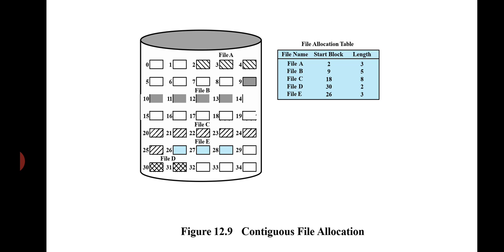See, for example, continuous memory allocation means one after the other. A starts at 2, length is 3, B starts at 9, length is 5, then C starts at 18. A with length 3 means A will occupy 2, 3, 4. Then B at 9 with length 5 means 9, 10, 11, 12, 13. It will be allocated continuously. Then C with length 8 starts at 20 and ends at 29. This is the way we store the data, which is called continuous.